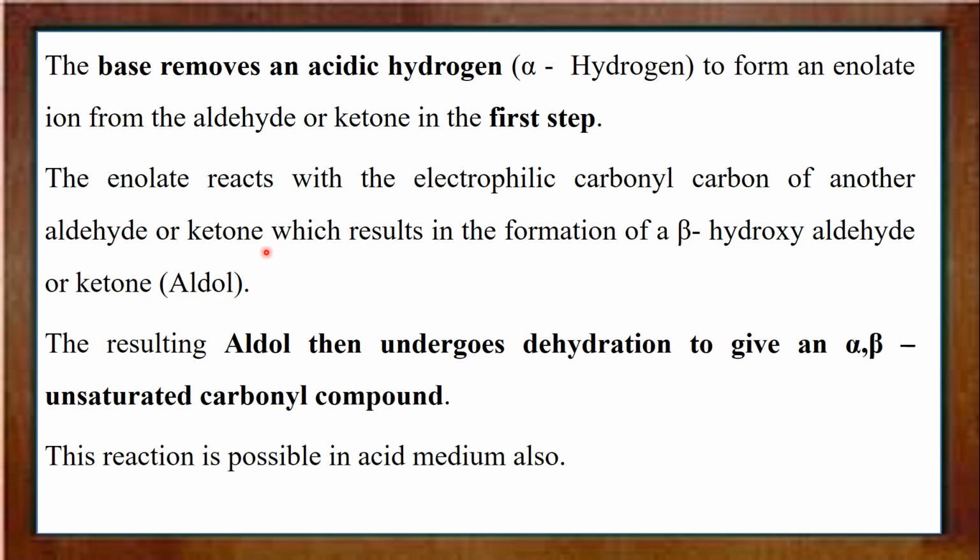Beta hydroxy carbonyl, where hydroxy we represent with 'ol', aldehyde or ketone, in general we write aldol. Carbonyl with OH. So a beta hydroxy aldehyde or ketone is called an aldol. And on dehydration of this aldol we get an alpha beta unsaturated carbonyl compound. The mechanism we discussed is a base promoted mechanism, and this reaction is possible with acids also.